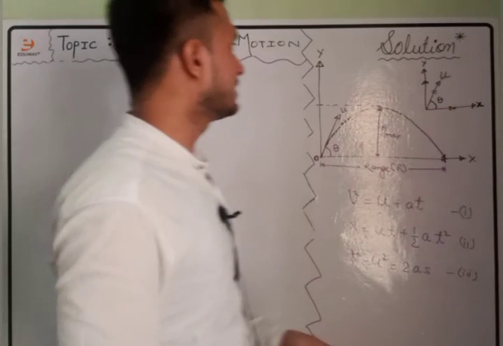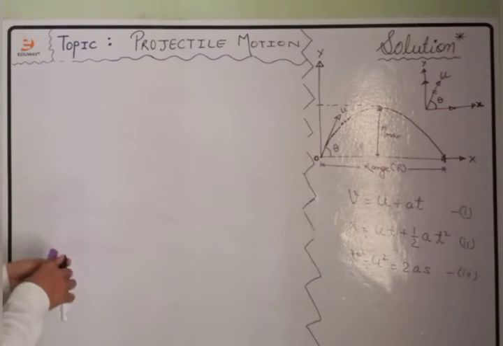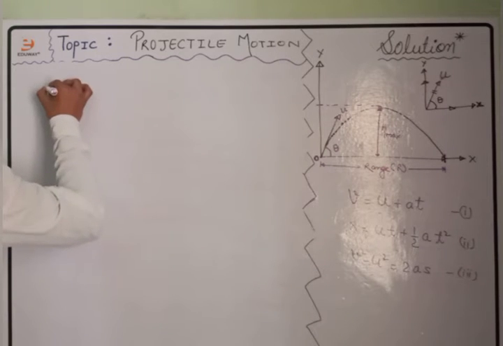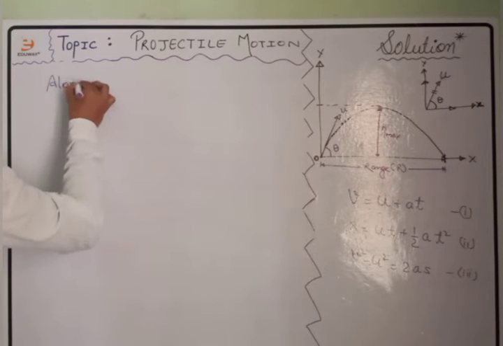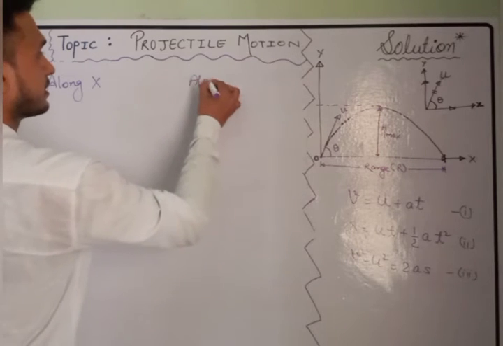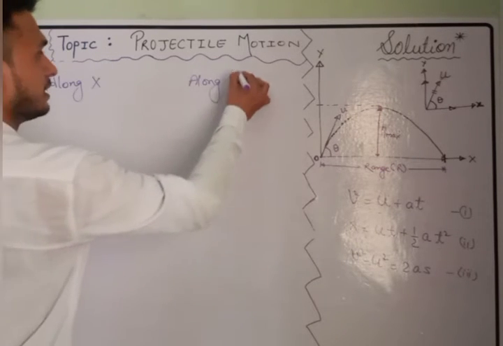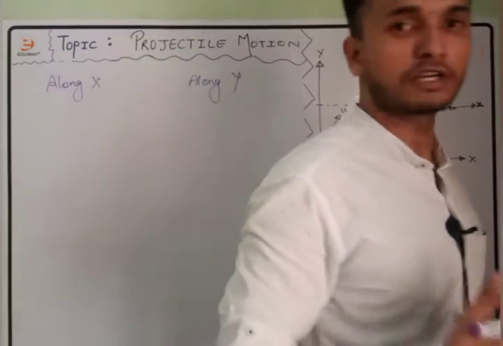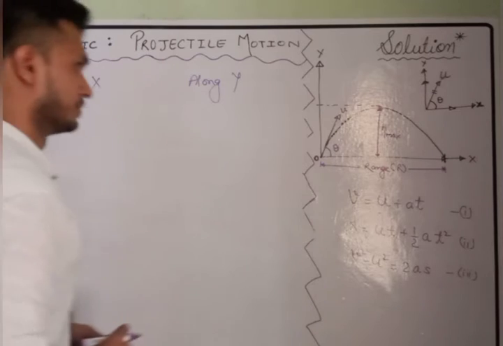One along the x and another along y. This is the basic idea to simplify the projectile motion. After resolving this motion along x and along y and deriving the formulas, later on we will merge these formulas and deduce a general formula for the projectile motion.